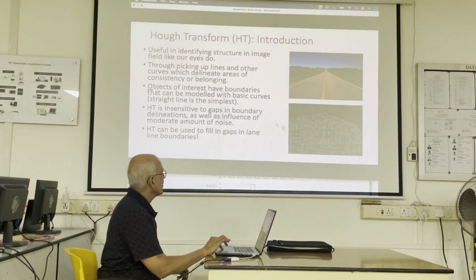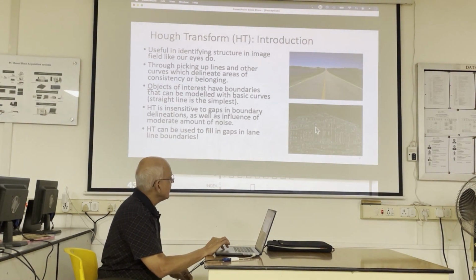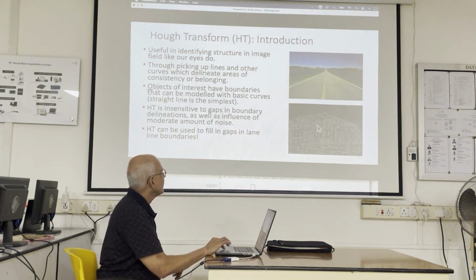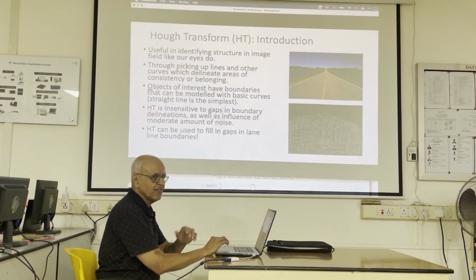So look at this. This is an old style European building. Look at the number of features it has pulled out. All these whites, it has pulled out the window edges, the rooftop line. So that's what Hough transform can do. It's a very powerful technique.